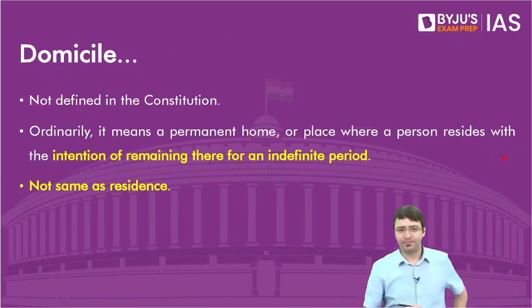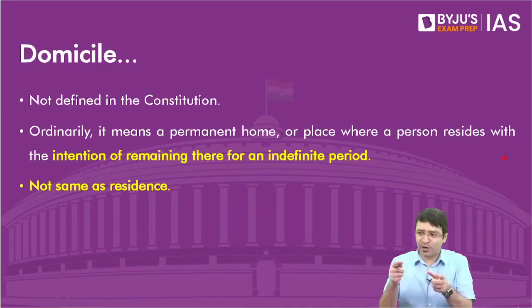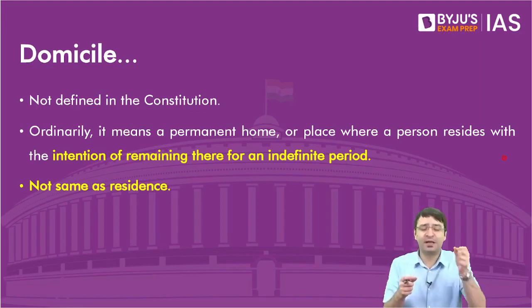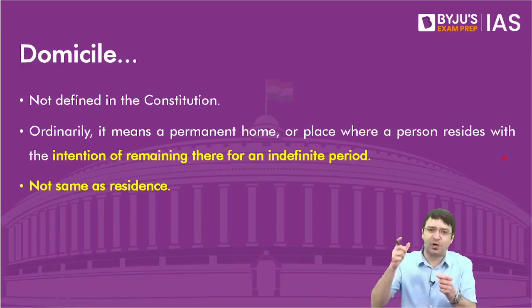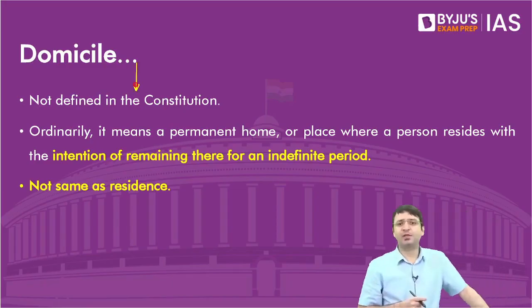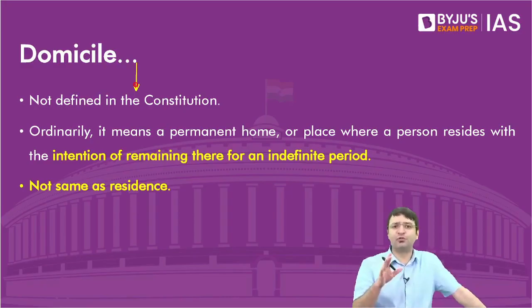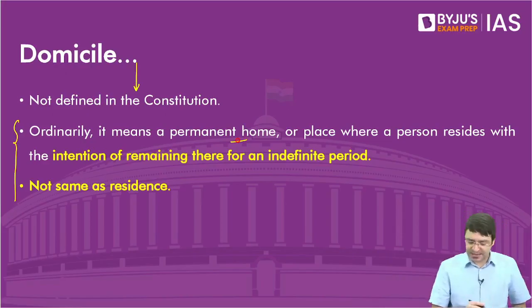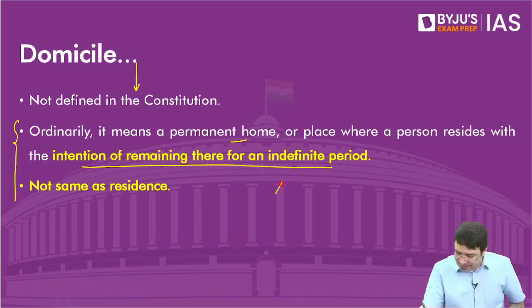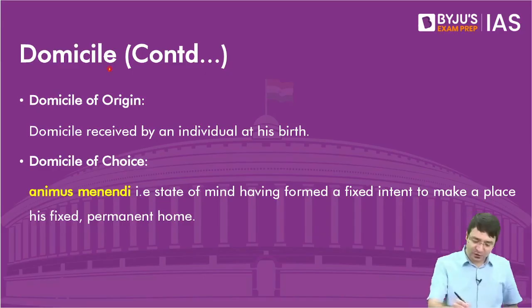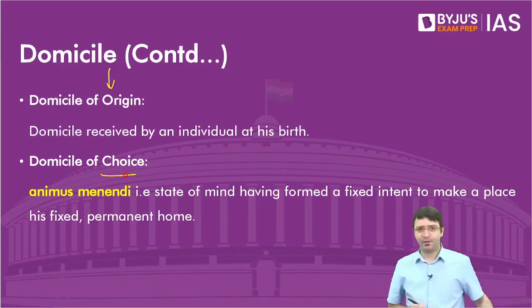Now, who is a domicile? You may be a citizen of India, but you are a domicile of Maharashtra. You may be a citizen of India, but you may be a domicile of Karnataka. You may be a citizen of India, but you may be a domicile of Jammu and Kashmir. Who is a domicile? This term domicile is not defined in the Constitution. So the Constitution does not talk about this term. Ordinarily, it means a permanent home or a place where the person resides with the intention of remaining there for an indefinite period. And this is where we come across two types of domicile: domicile of origin and domicile of choice. What does that mean?